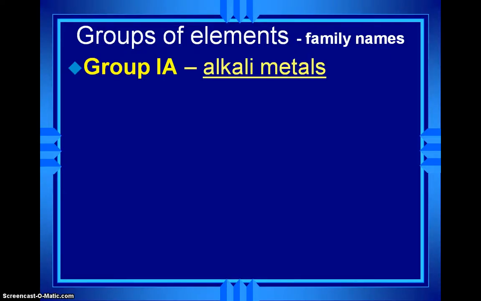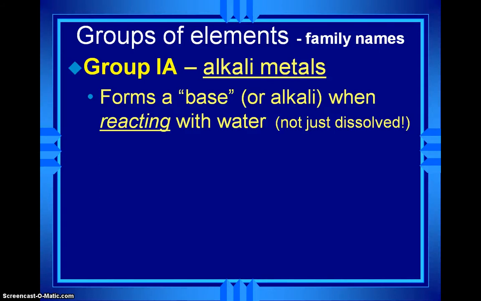Certain groups in the periodic table have special family names. Group 1A are called alkali metals. They're called alkali metals because alkali is another way of saying base, or the opposite of acidic on the pH scale. When alkali metals react with water, they form a base, and they're highly reactive. In nature, we don't really find them unless they're in a compound that they have formed by reacting with water.